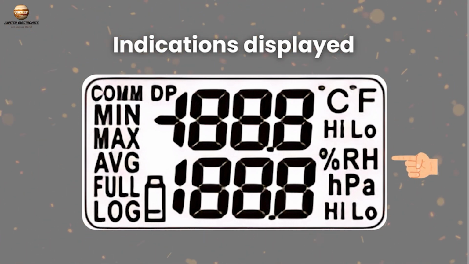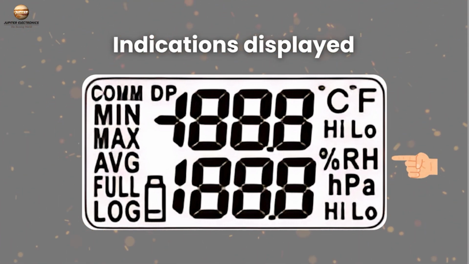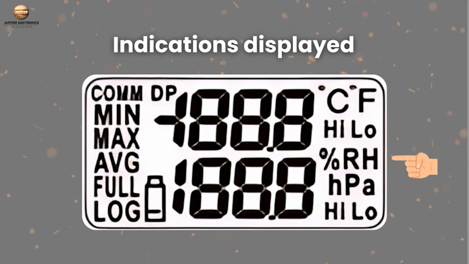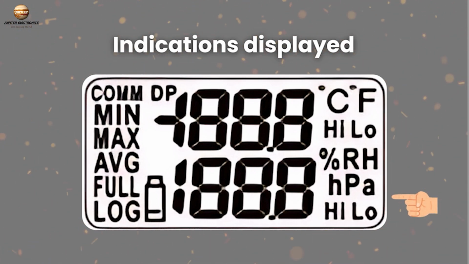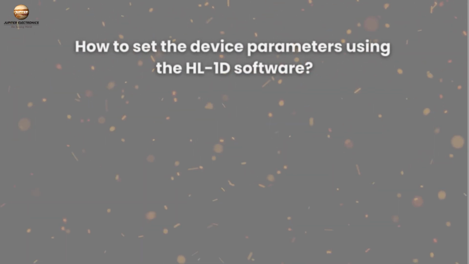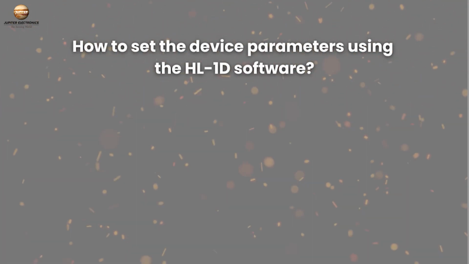Below that, the relative humidity unit, RH percentage, is displayed along with the high/low alarm status for the relative humidity. So this covers all the indications shown on the device screen. Next, we will discuss how to set the device parameters using the HL-1D software.